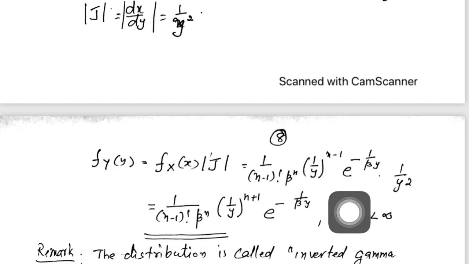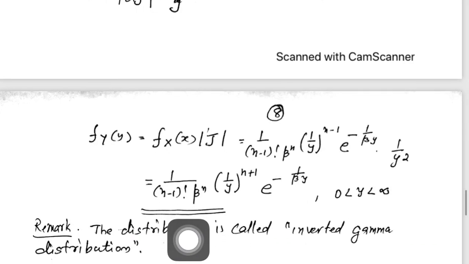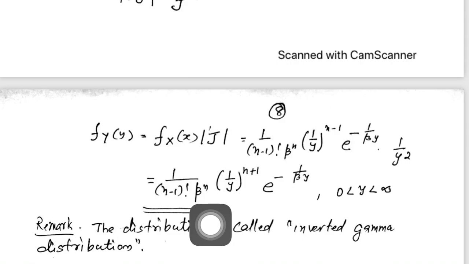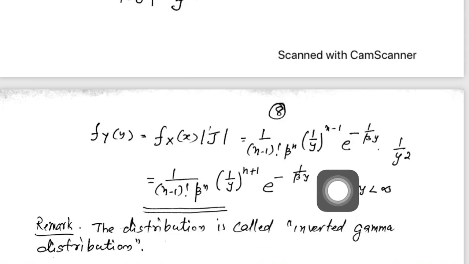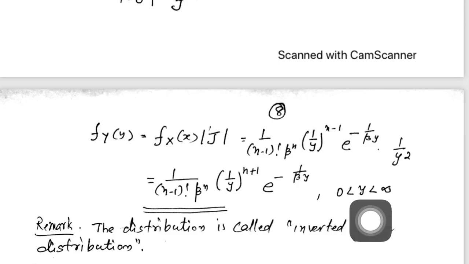And on simplification you can write this is equal to 1/(n minus 1) factorial into beta to the power of n, 1/y to the power of n plus 1 e to the power of minus 1/(beta y), y lies between 0 to infinity.